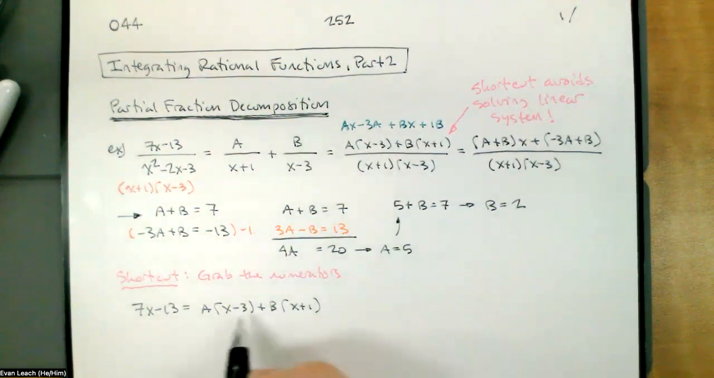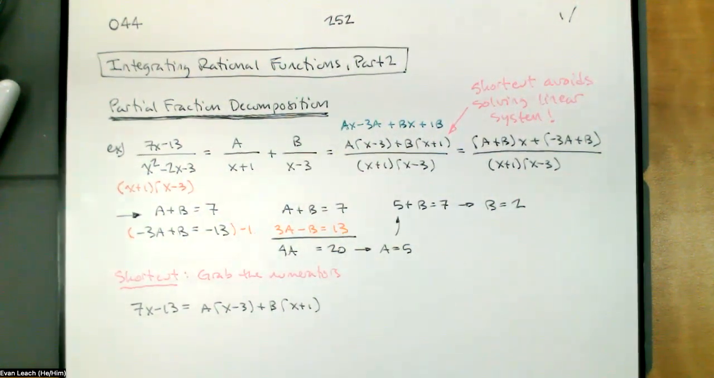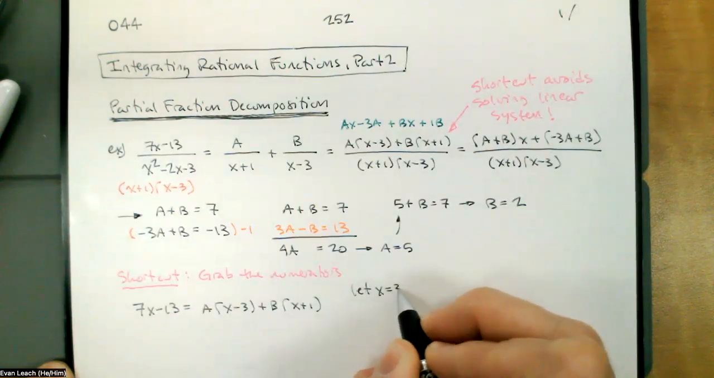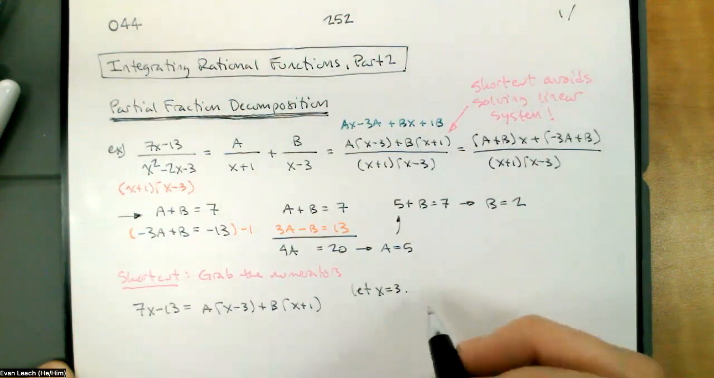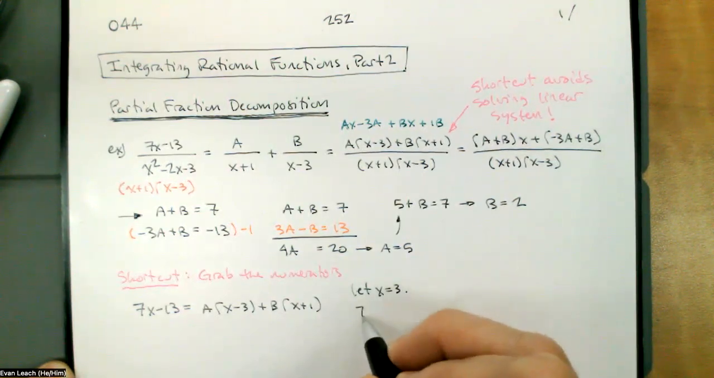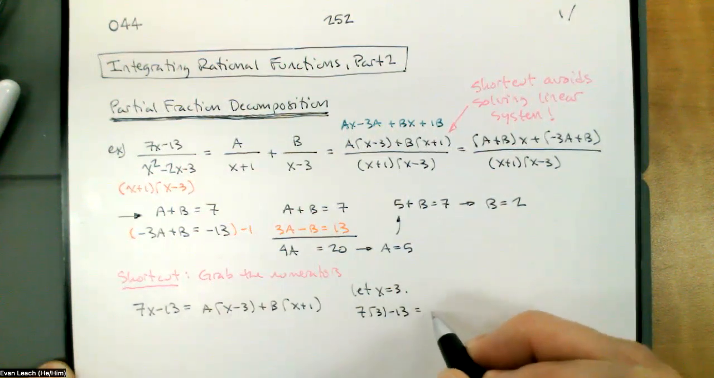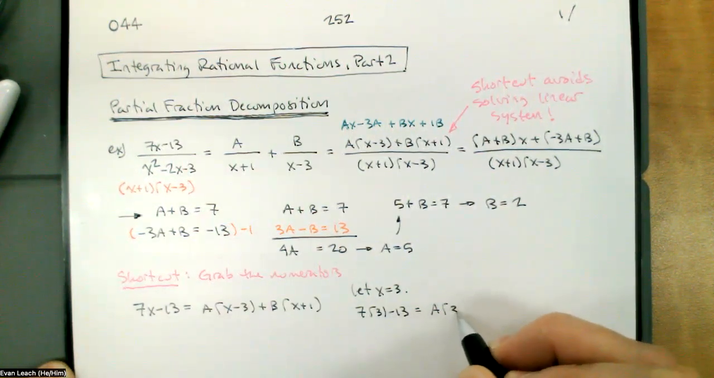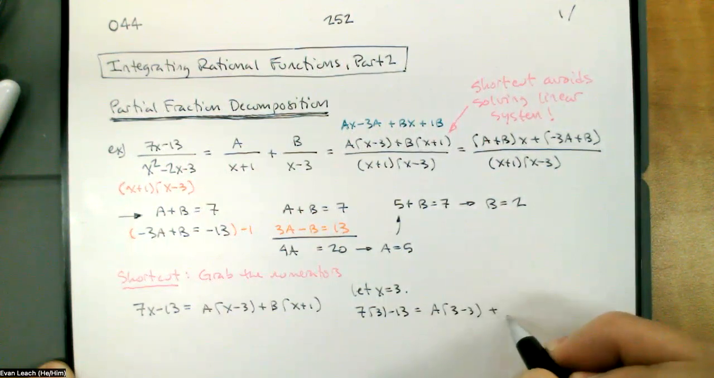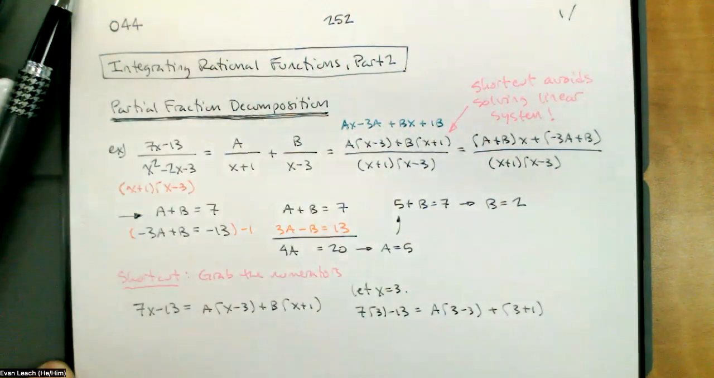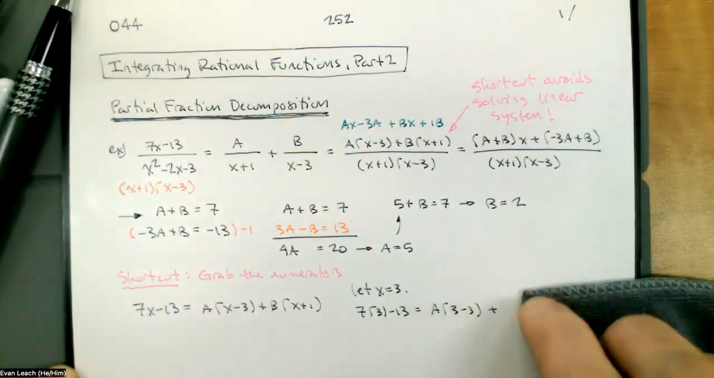So whatever will make these factors 0, we're just going to plug in a value because it will get rid of a or b. So we're going to let x equal 3. Then we get 7 times 3 minus 13. Don't forget to put it over here. And then we see the cool thing that happens. 3 minus 3. I forgot to write b. Could have written it at the end.